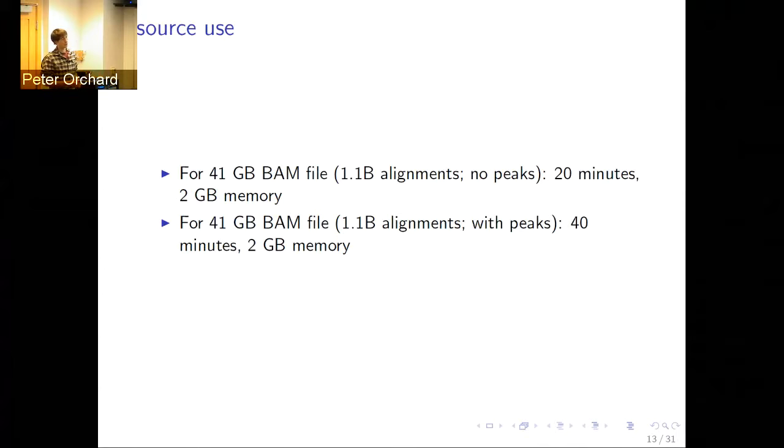If you don't give it a file of peaks, it can run that in 20 minutes with only 2 gigs of memory. The same file with peaks collects some additional statistics and does some additional computing, so it takes a little bit longer, 40 minutes in this case. Still uses only 2 gigabytes of memory. So basically, you can run this even on a very large file, even on your laptop. It's also nice because, as I said, we do single nuclei data in our lab, and so it's nice to have a tool that runs very quickly on all of that data.